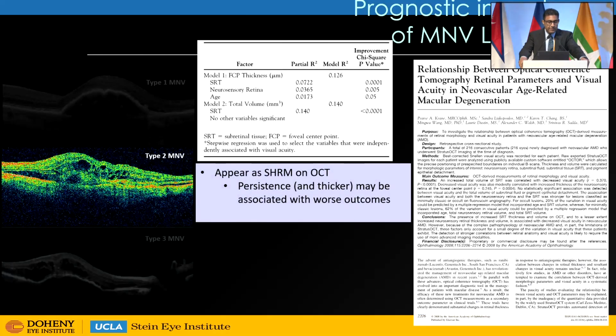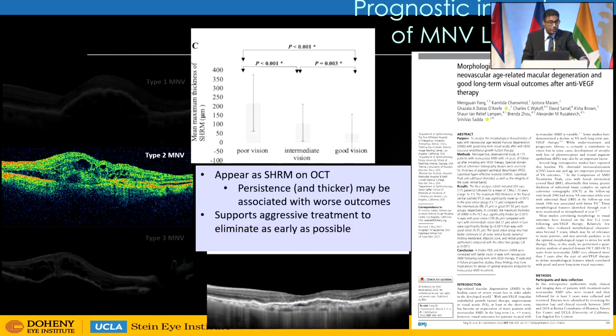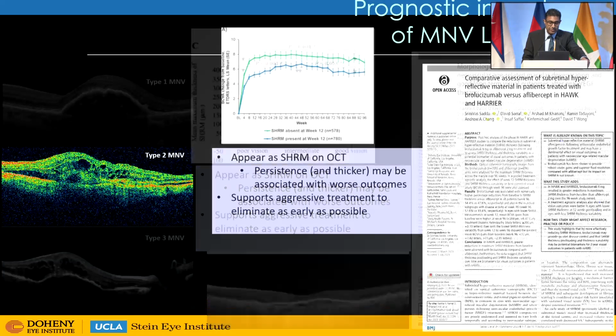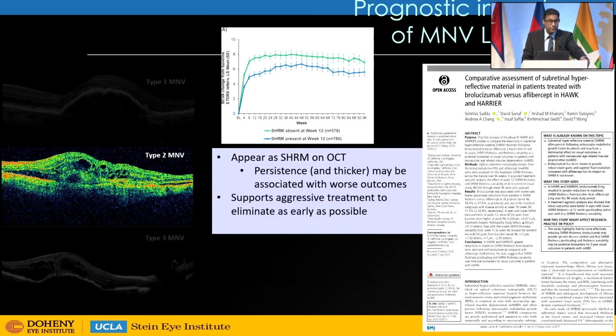Now, type 2 neovascularization is also important to recognize. It appears as subretinal hyperreflective material in OCT. Again, not a trivial feature to identify, as this kind of material can be associated, especially if it's thicker, with poor visual outcomes. And we showed this in the long term as well in an 8-year follow-up study. And so this is one of the reasons why we believe that aggressive treatment to eliminate SHRM as early as possible is important.